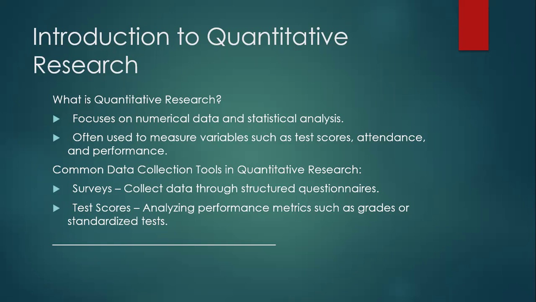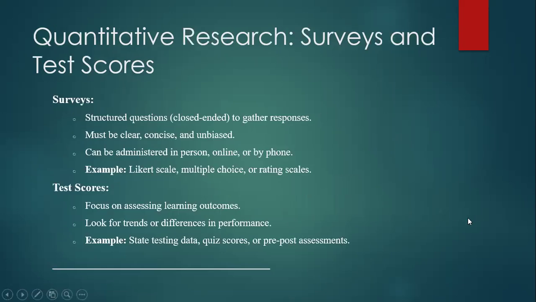Common data collection tools in quantitative research are surveys, which collect data through structured questionnaires, and test scores, which analyze performance metrics such as grades or standardized tests. So, surveys and test scores are pretty much the standards used in quantitative research, especially in school research or research in education.